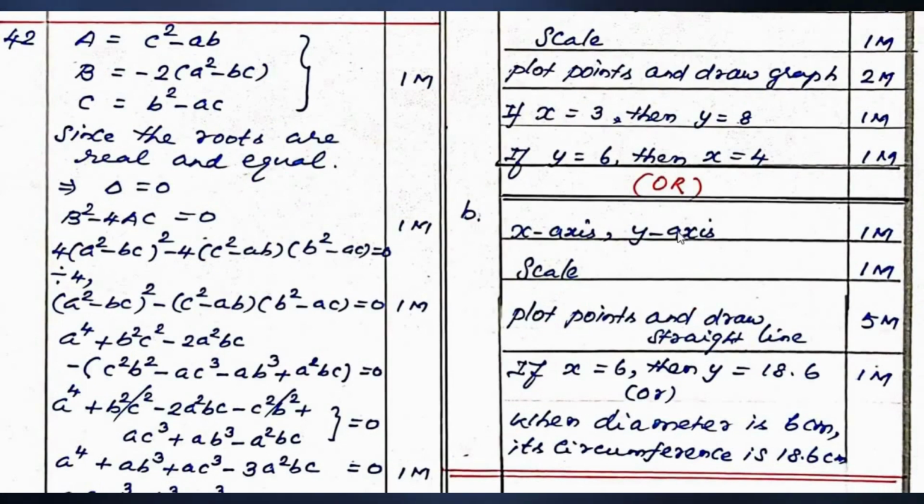Or b: x axis, y axis, already given in this table, so you write x and y axis. Okay, for this stage 1 mark, scale 1 mark, plot points and draw straight line for this stage 5 marks. From the graph, if x equal to 6, then y is equal to 18.6, for this stage 1 mark. Or when diameter is equal to 6 centimeter, its circumference is 18.6 centimeter.